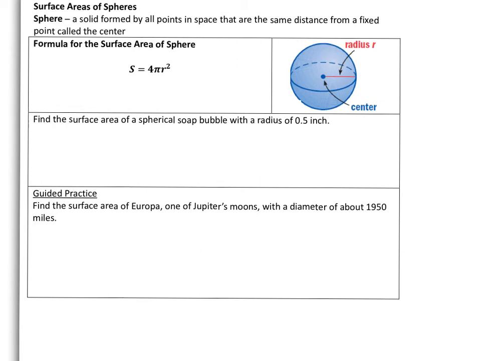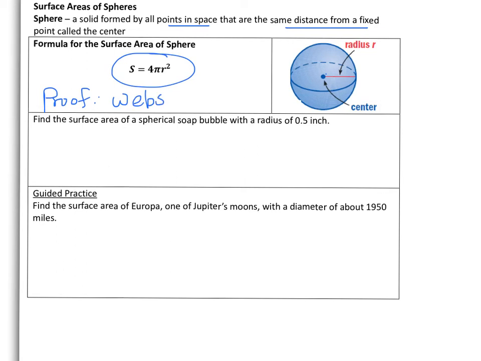Okay, and one more. Surface areas of spheres. A sphere is a solid formed by all points in space that are the same distance from a fixed point called the center. So this is a 3D looking circle. Okay, so our formula will be defined as S equals 4 pi r squared. Please watch the animated proof on my website.